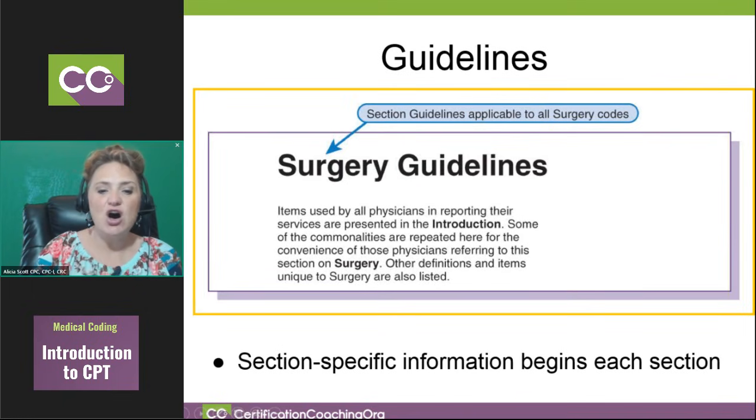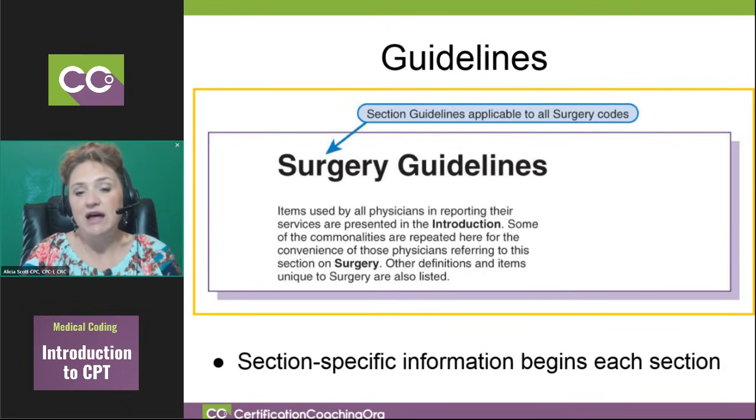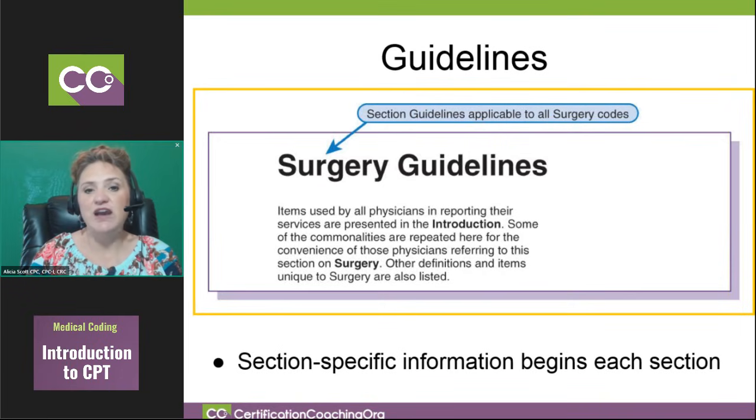Surgical guidelines are always put in the beginning of each section for you to look at. The ones that you'll really pay a lot of attention to are in cardiovascular and also the integumentary system, because there's a whole description of the surgical guidelines on how to determine whether a repair is a simple repair, intermediate repair, or complex repair. So all of the guidelines that describe that will be in the surgery guidelines at the beginning of that integumentary system. Okay.